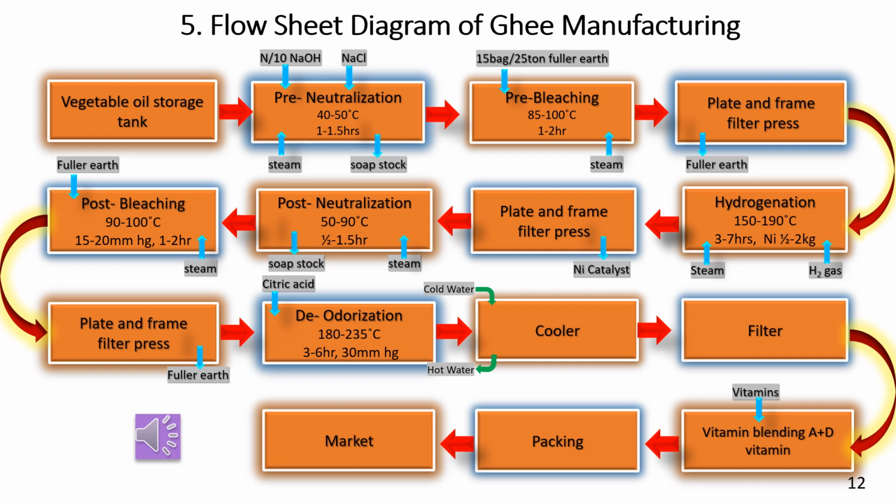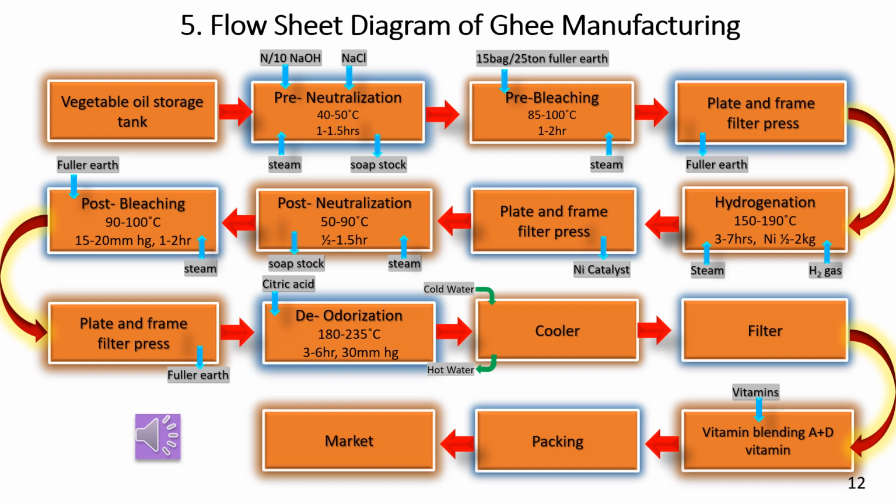Then we move towards the pre-bleaching chamber. Here we bleach or decolorize our sample by using 15 bag or 25 ton of fuller earth. Fuller earth is a clay type of material that has the capability to decolorize oil or any liquid without the use of any harsh chemical treatment. We will provide 85 to 100 degrees centigrade of temperature, and this process will take about 1 to 2 hours.